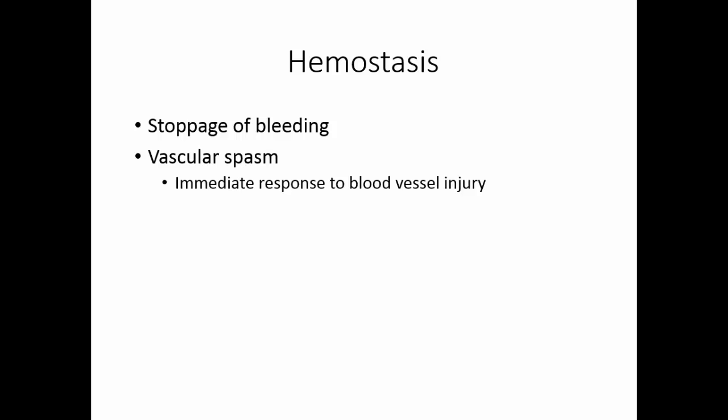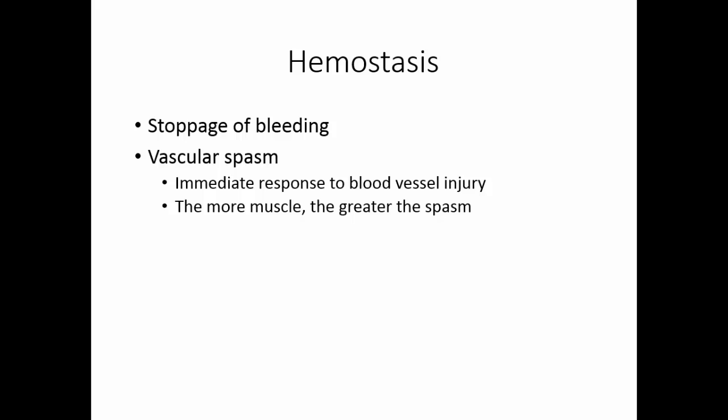Platelets are involved in hemostasis, and hemostasis is the stoppage of bleeding. There are 3 steps to hemostasis. We start with vascular spasm. Anytime smooth muscle is cut, it tends to contract or spasm. So this is an immediate response to blood vessel injury. The more muscle there is in the blood vessel, the greater the spasm.